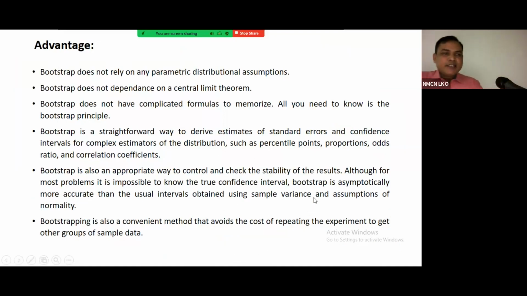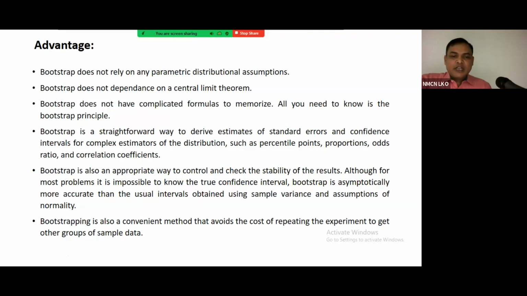Now, what is the advantage of this Bootstrap method? The Bootstrap method does not rely on any parametric distributional assumptions. Bootstrap does not depend on the central limit theorem. It does not have complicated formulas to memorize. All you need to know is the bootstrap principle. The bootstrap is a straightforward way to derive estimates of standard error and confidence interval for complex estimators of the distribution, such as percentile points, proportion, odds ratio, and correlation coefficient, etc.